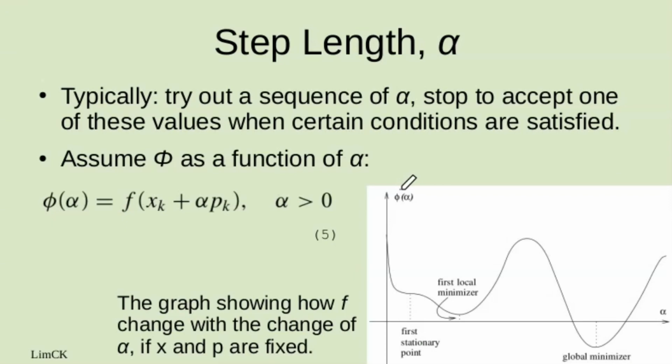So how to do this? Typically, instead of finding that alpha, we have a sequence of alpha. We just try them out one by one until we find the first one which we can accept. Then we choose that alpha as our current step length, and we take the move. Then we go to the new point and do it again. Find the p direction, and then we find an acceptable alpha from the sequence. Then we take the alpha again. Just repeat.